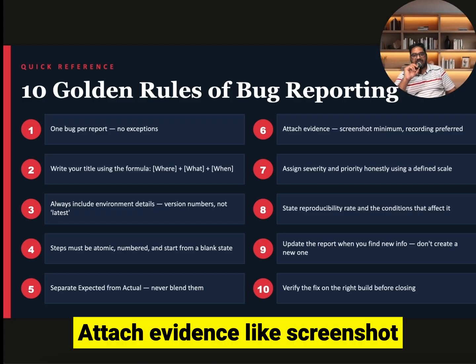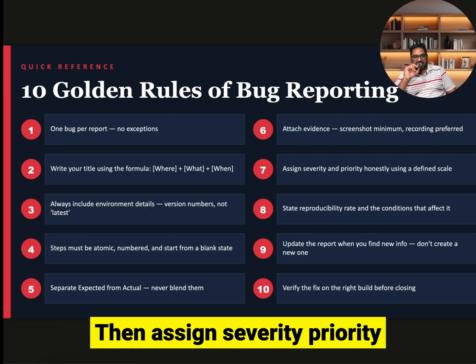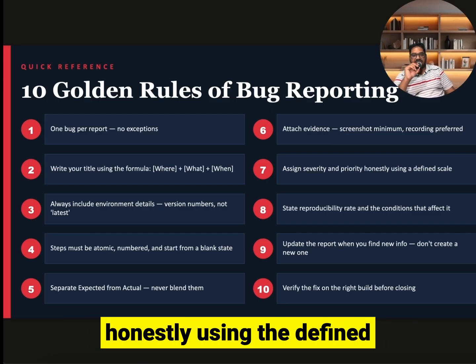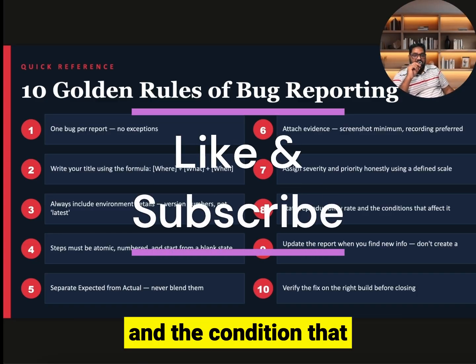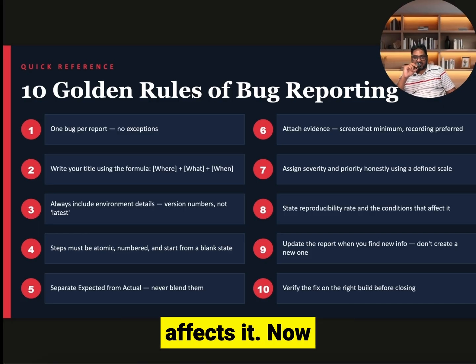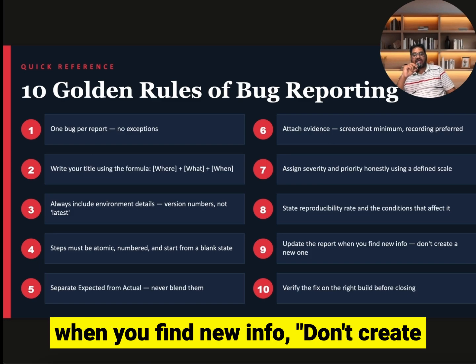Attach evidence like screenshot, recording, whichever you choose. Then assign severity and priority honestly using the defined scale. State reproducibility rate and the condition that affects it. Now, the ninth one is update the report when you find new info. Don't create a new one.